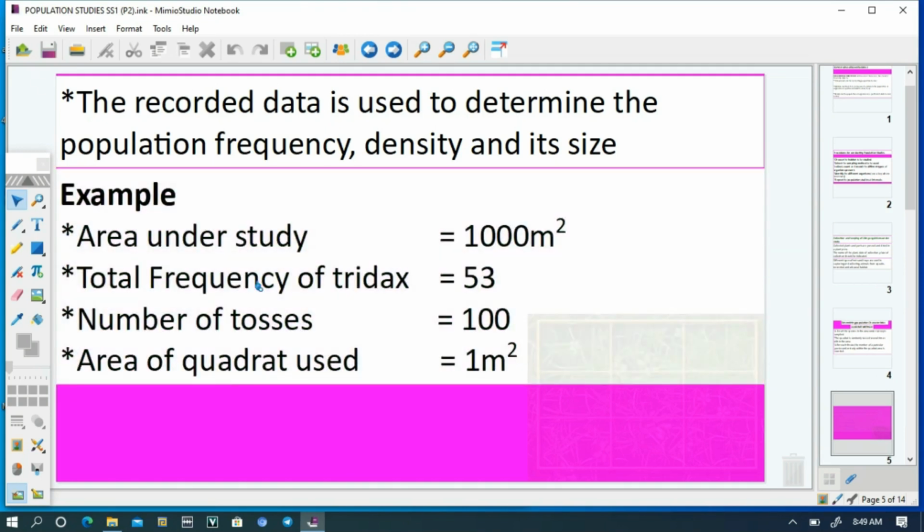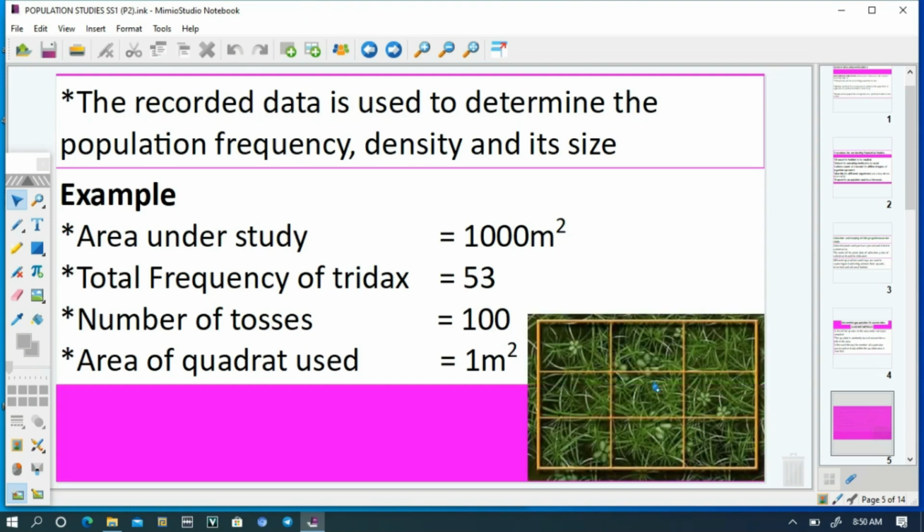For example, studying the population of a particular grass among other grasses, and that grass name is called Tridax procumbens. The area under study is 1,000 meters square. The total frequency of Tridax after a total number of 100 tosses is 53, while the area of quadrat used is 1 meter square.